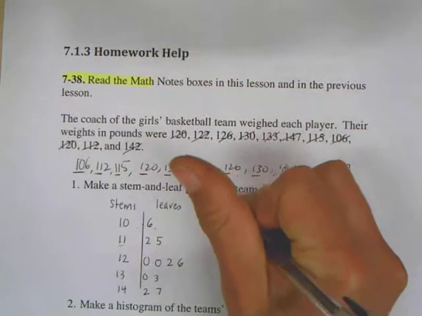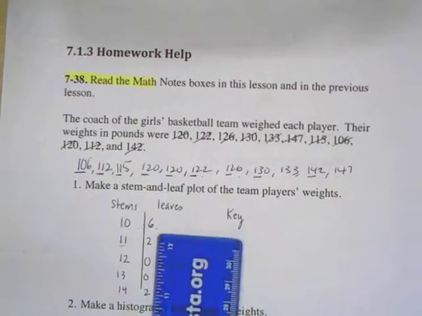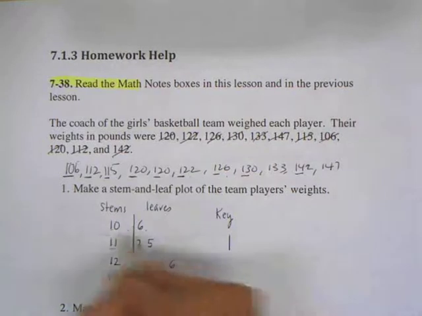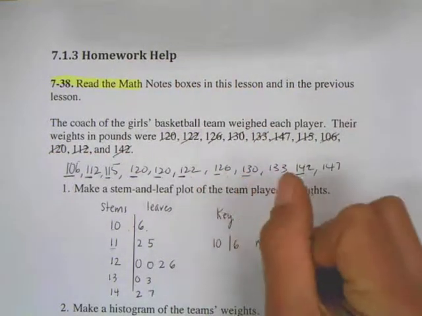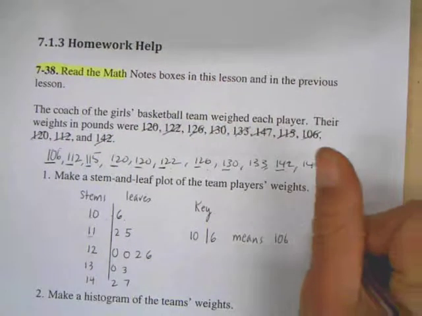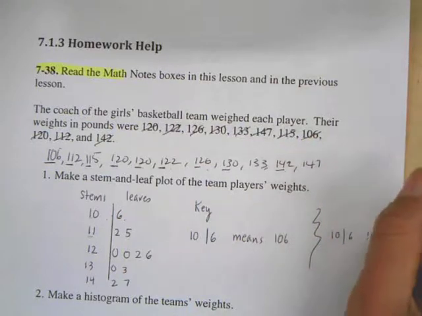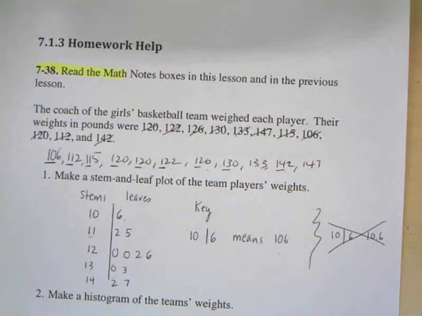When you make a stem and leaf plot, it's also good to write a key so people know how to interpret this. It's going to look just like one of the numbers. So I'm going to take the first number in my set, and I'm going to write 10, 6, and I'm going to say this means 106, because another way of interpreting this could have been 10.6. So we want to distinguish that this means 106 versus 10.6.